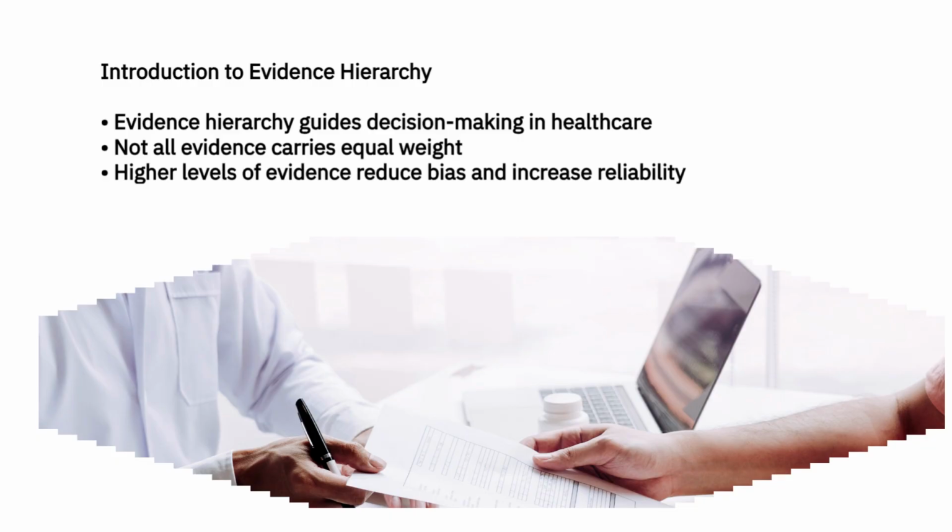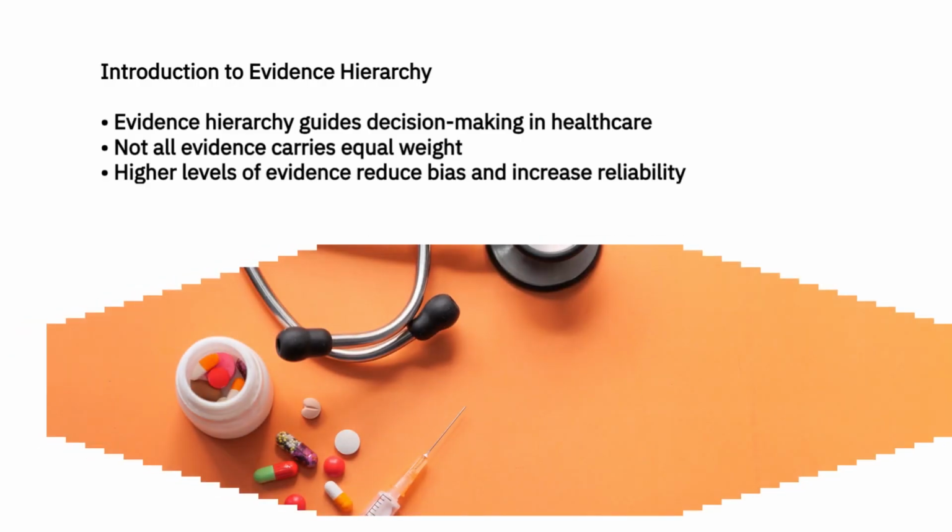Why does this hierarchy matter? Because in medicine, decisions can affect patient safety, resource allocation, and even regulatory approvals. Higher levels of evidence reduce bias and increase reliability, meaning the conclusions are more likely to hold true in different populations and settings. For example, if you hear about a new treatment from a single physician's case study, it's interesting but limited. If the same treatment shows benefit in a large randomized clinical trial, that's far more convincing.